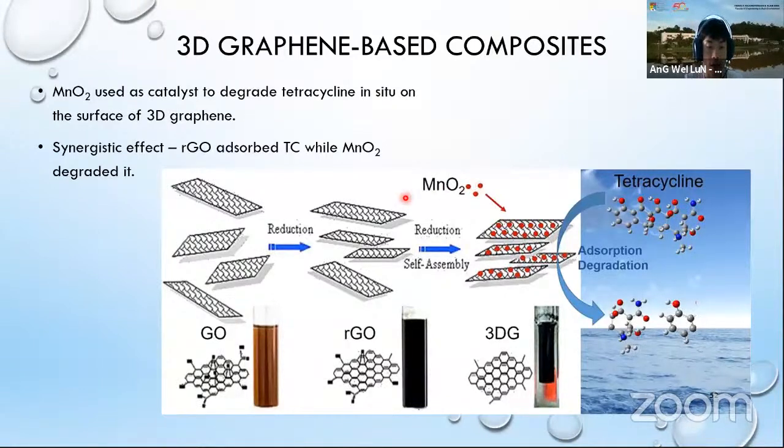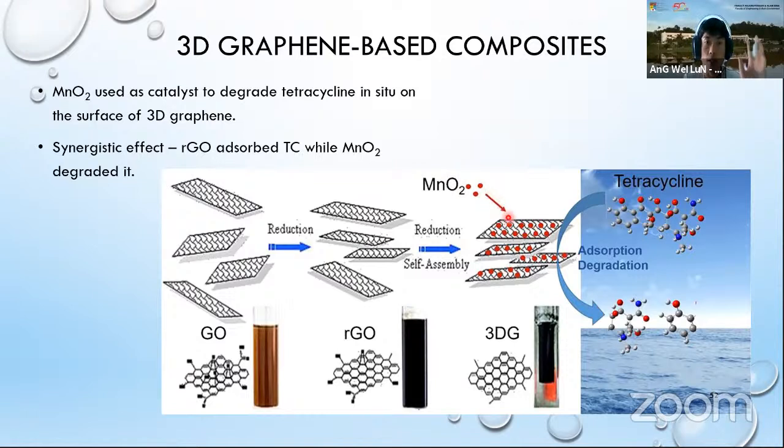So in this case, the magnesium oxide photocatalyst can be decorated on the graphene oxide sheet and then combined and converted into the 3D graphene form. Meaning that the magnesium oxide is already in the 3D structure. So in this case, you can use it for tetracycline degradation without having to worry about how to recover or how to handle this magnesium catalyst.